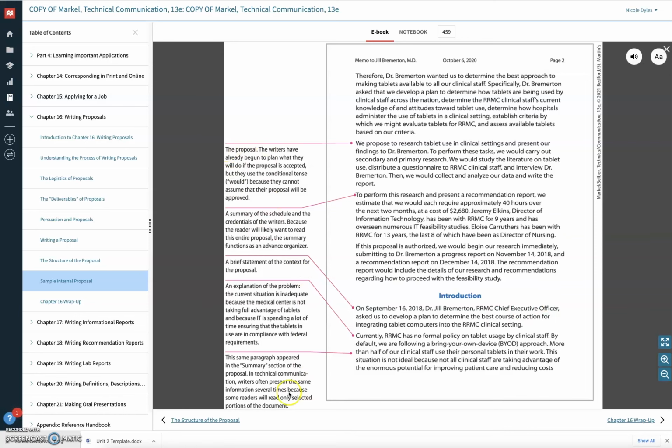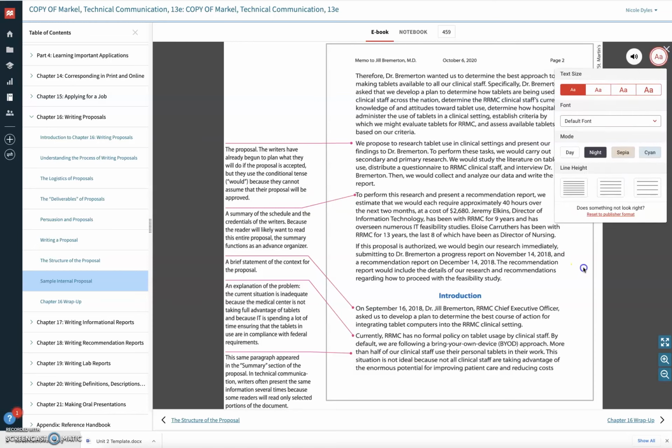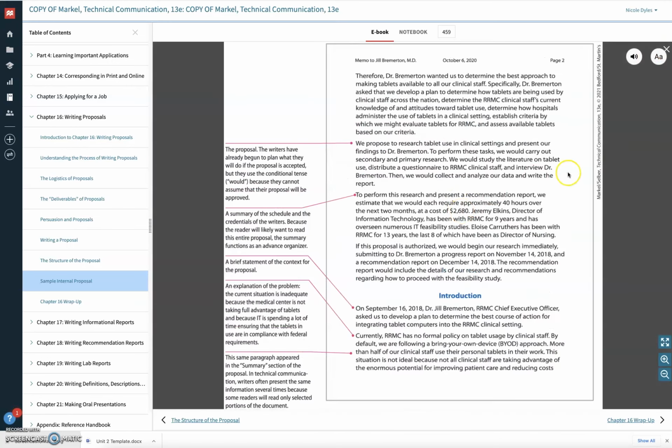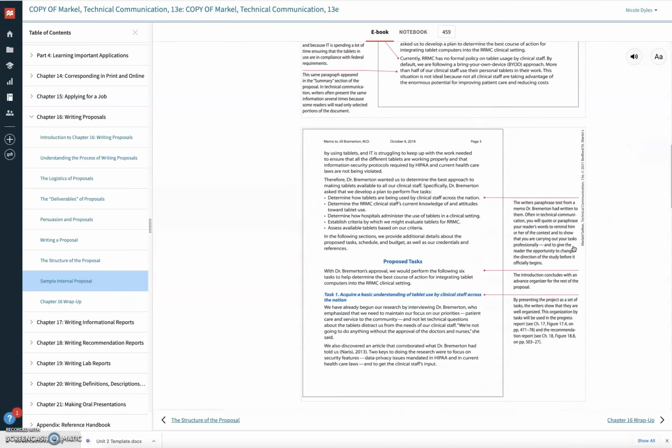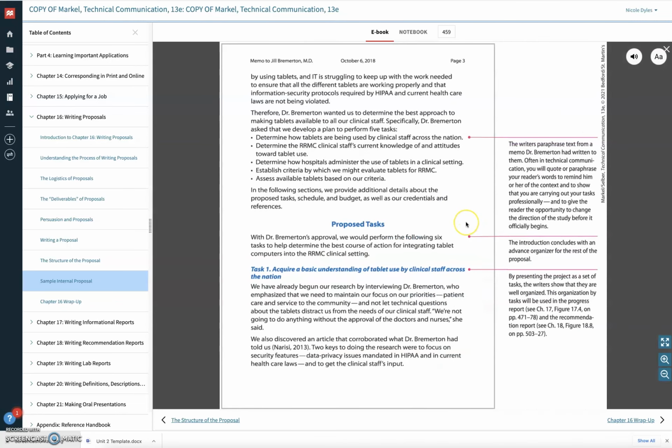and make sure that you read all of the side matter that the textbook has, because it provides you so much extra information about what is included in the document and why. Okay. And then on the last page in the textbook, at least, that is showing the introduction part, it says the writers paraphrase text from a memo Dr. Bremerton had written to them.